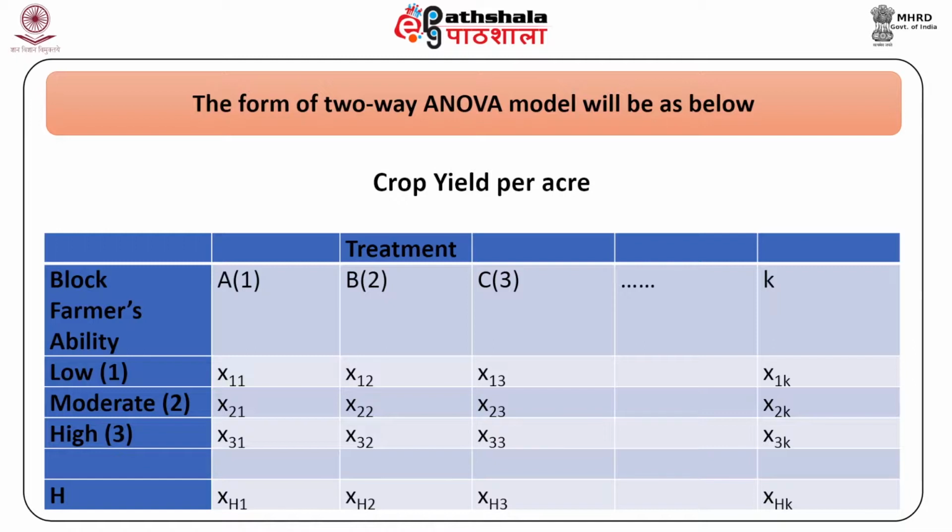Then we have the treatments A, B, C up to K, which can be written as 1, 2, 3 up to K. The cell values are x11, x12, x13, x1k for low. For moderate values we have x21, x22, x23 up to x2k. For high we have x31, x32, x33 and x3k. And for H, which could be very high, it is xh1, xh2, xh3, xhk.